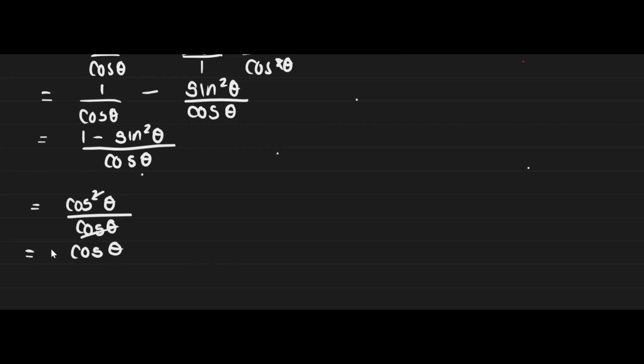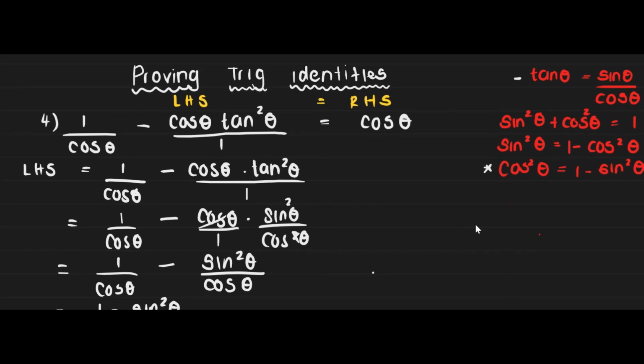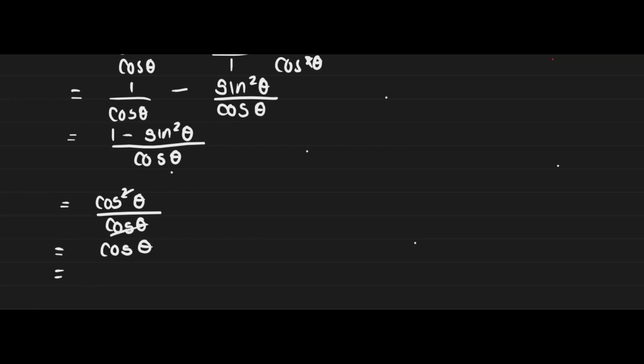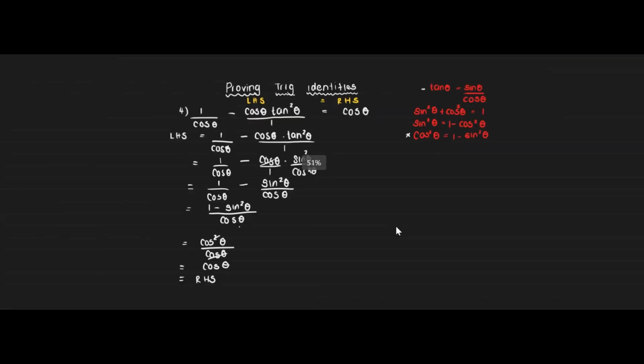Then we need to check whether this is the same as the right hand side. So let's do that. We see that our right hand side is cos theta. So therefore, this is equal to the right hand side. So this is the full thing.